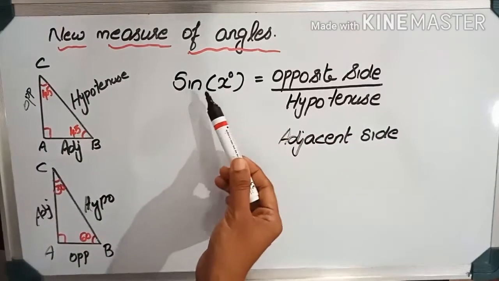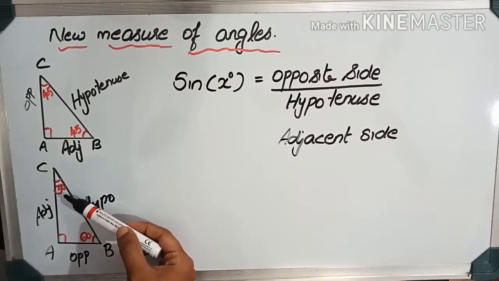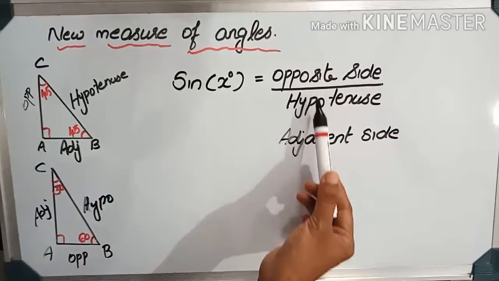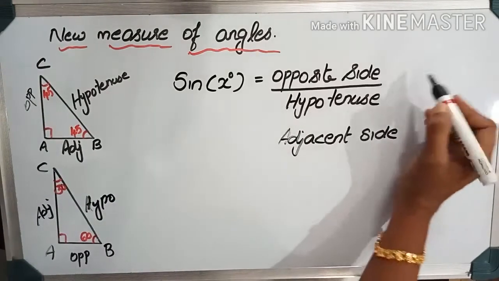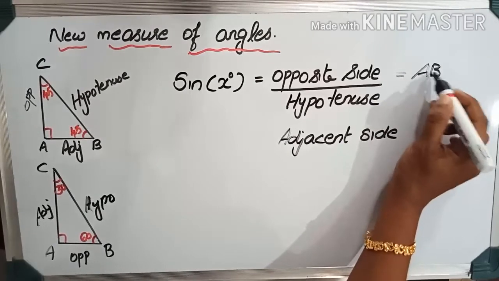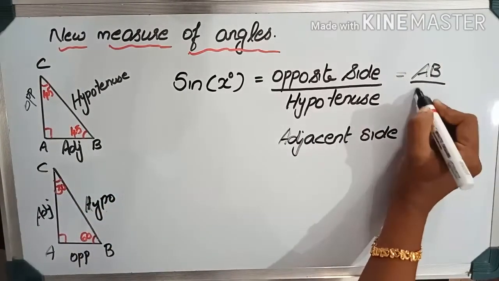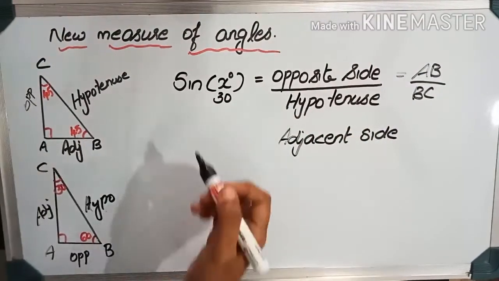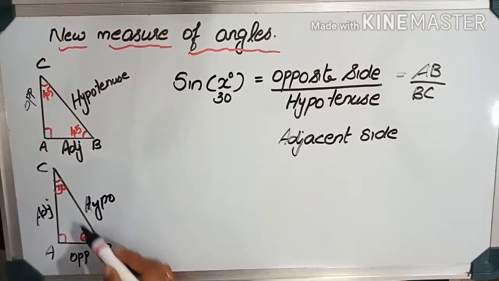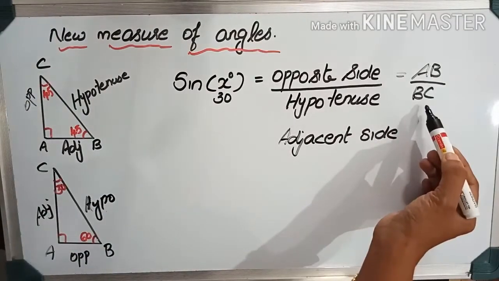So first one is sine x degree. If you are going to write sine 30 degree, sine 30 degree will be opposite side by hypotenuse. Opposite is what? AB. That will be AB by hypotenuse. Hypotenuse is what? BC. If this is 30 degree, so sine 30 equals opposite side AB by hypotenuse BC.